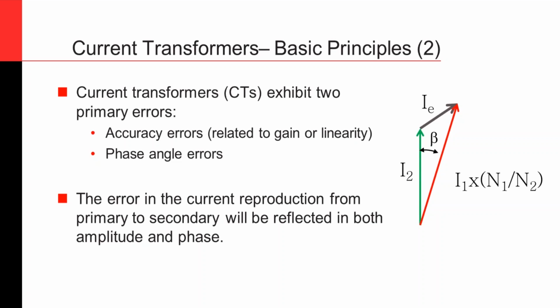So typically, the CTs exhibit two primary errors. One is the accuracy error that is directly dependent upon the gain or linearity, and the other one is the phase angle error.